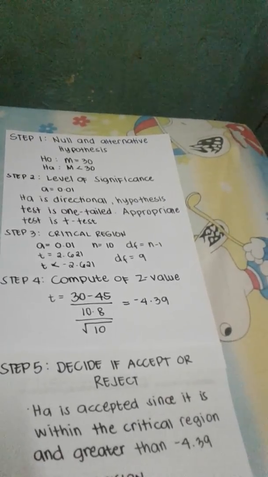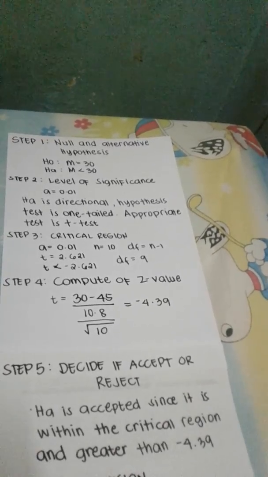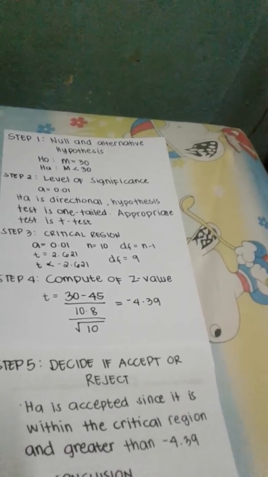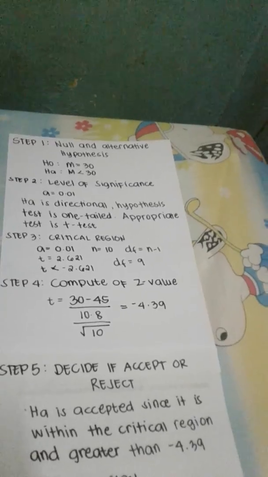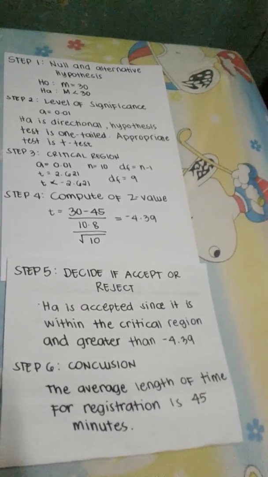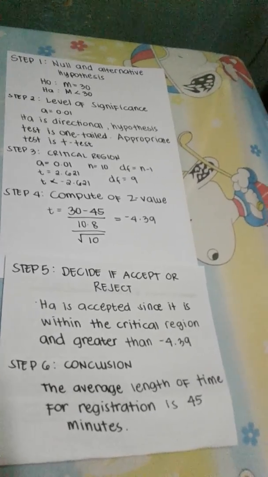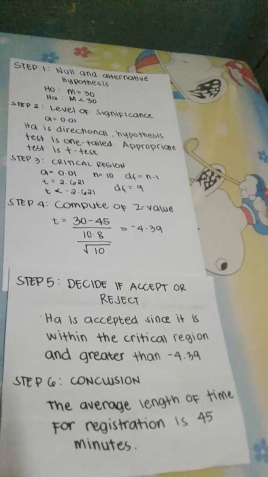Step 5, you need to decide whether to accept or reject. Since H0 is rejected, since the value is within the critical region, less than negative 2.621, and greater than negative 4.39. Step 6, this is the conclusion. The average length of time for registration is 45 minutes.